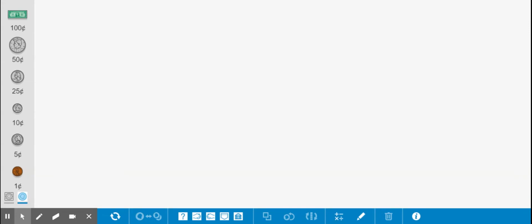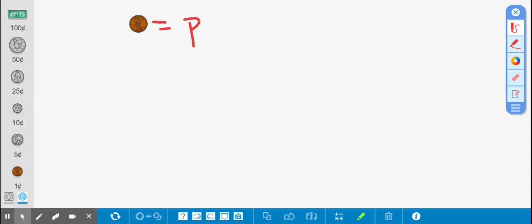Hello, today we are going to discuss how to begin representing coins as decimals. So in the Khan Academy video, we've been seeing this, the penny. This is a penny. And in Khan, it is being called 1 cent, right?